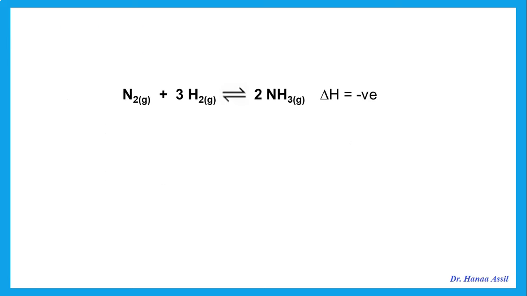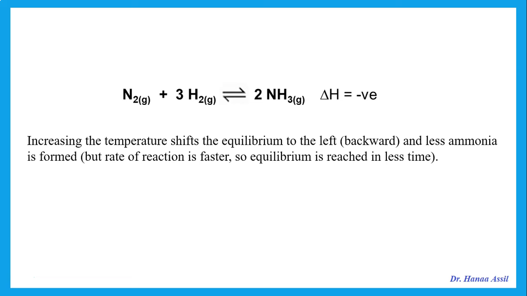What about the Haber process? The Haber process has a negative delta H. That means the forward reaction is exothermic. So in this case, increasing the temperature shifts the equilibrium to the left, or the reaction goes backward. So for the effect of increasing temperature on the point of equilibrium, it shifts to the left. As for the effect on the yield of ammonia, if it goes to the left, that means ammonia breaks up to form nitrogen and hydrogen, so the yield of ammonia decreases, or we have less ammonia.